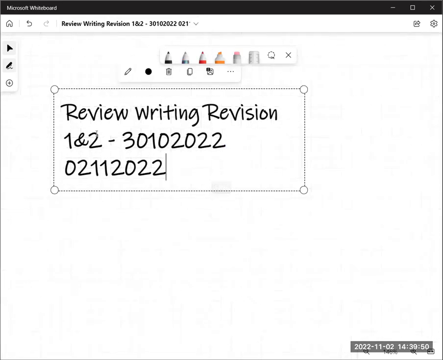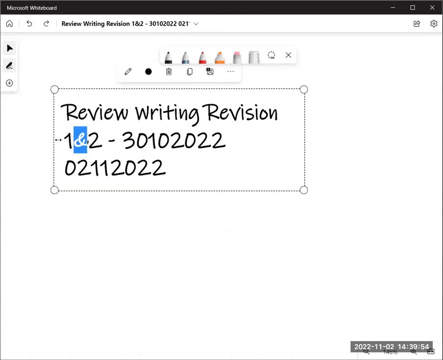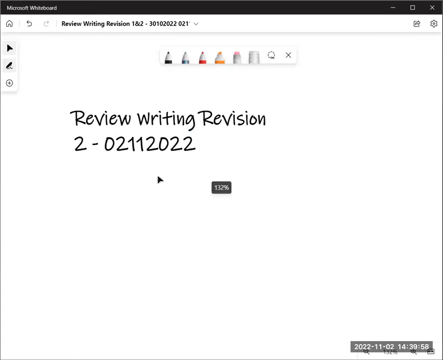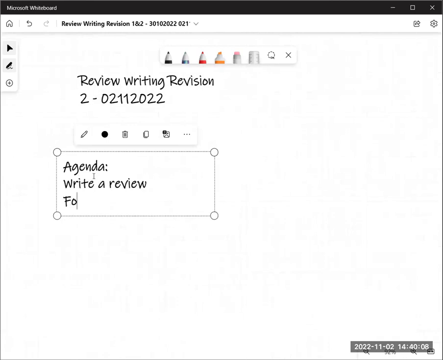Review writing revision 2. The agenda is: write a review, focus on style techniques or style and literary devices, and style and content.